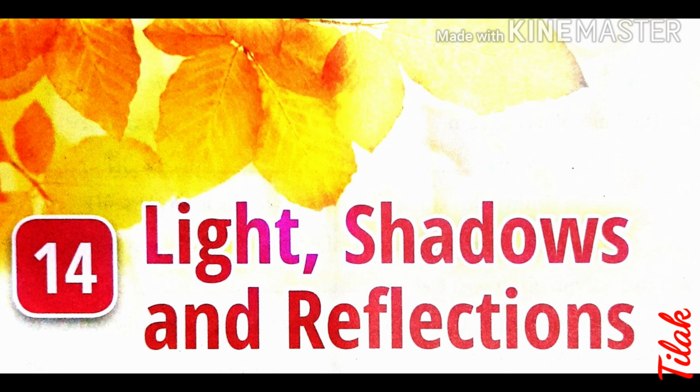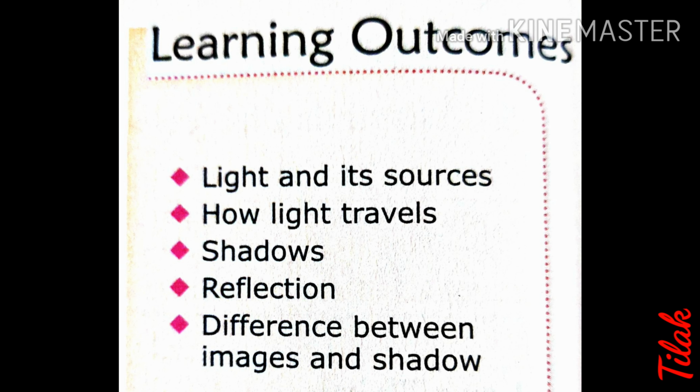Today we are going to study about light, shadows and reflection in chapter number 14. In this chapter we are going to understand about light and its sources, how light travels and how shadows are formed. What is reflection? How does it occur in our environment or in our surroundings, and the difference between images and shadows.